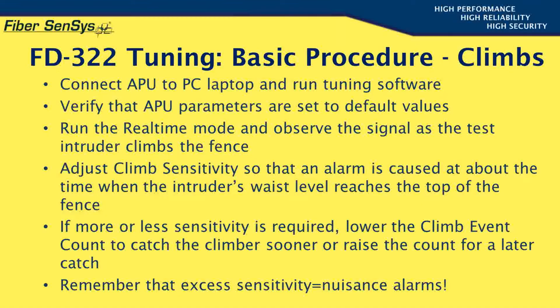The FD322 is capable of detecting the stealthy Super Ninja guy if you crank up the sensitivity to the max. However, nuisance alarms will be an issue since the parameter set is limited. To properly catch the Super Ninja, you'll need one of our more advanced APUs.